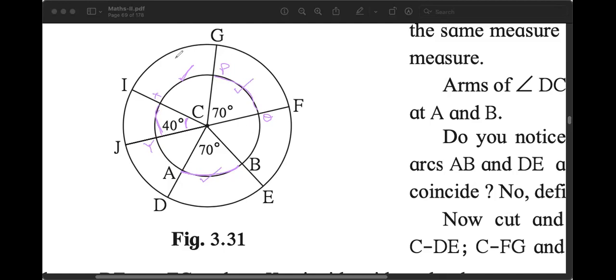And I think you said this because both have the same measure, 70 degrees. Am I right? Or is there any other reason? Why did you say that PQ will be congruent to AB? What is the reason? Waiting to know. 70 degrees. Okay. Good. Because the measure is the same, because the central angle is the same. But okay. Now let us make it interesting.